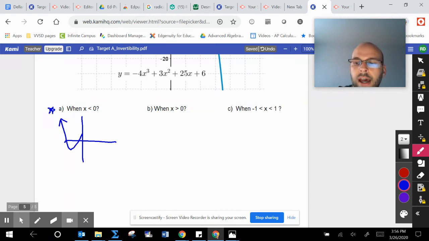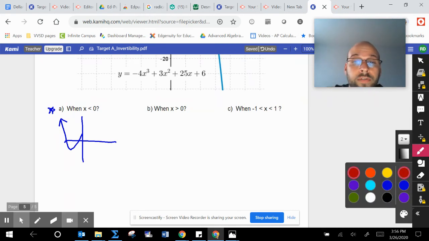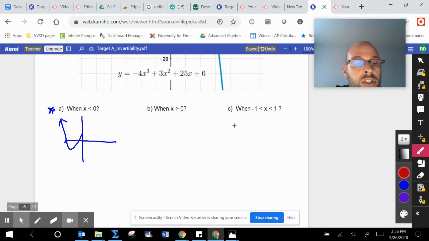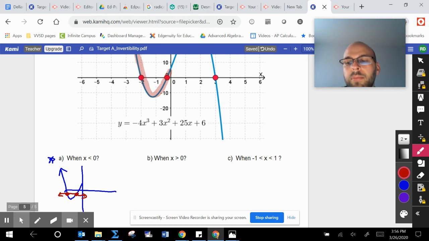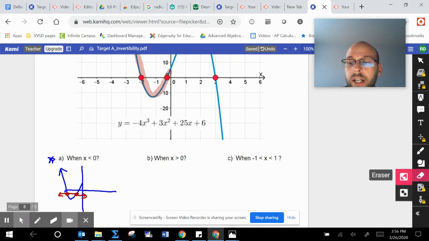Now, that has to pass both the horizontal and vertical line test still. Those never change. And if you look in this particular portion of my graph, that's going to intersect twice. That will not be invertible. So in this interval, I'm going to say no, it is not invertible when x is less than 0. So let's take a look at the next one, part B. What about when x is greater than 0?